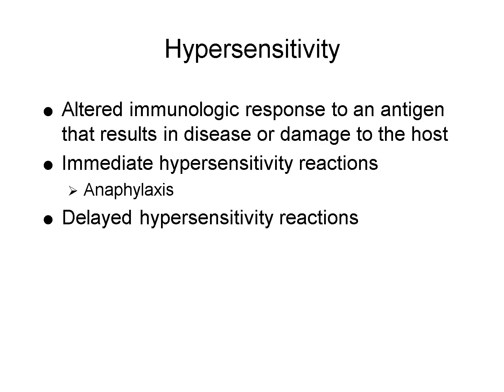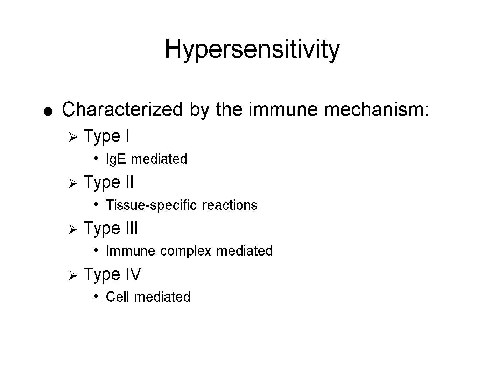Alterations in immunity. Hypersensitivity refers to an altered immune response to an antigen that results in tissue damage or disease. These reactions may occur immediately, such as in anaphylaxis, or they may be delayed, developing over hours or days. Hypersensitivity can vary widely in its presentation, but it always reflects an inappropriate immune response that harms the body instead of protecting it. Hypersensitivity reactions are categorized based on the underlying immune mechanism.